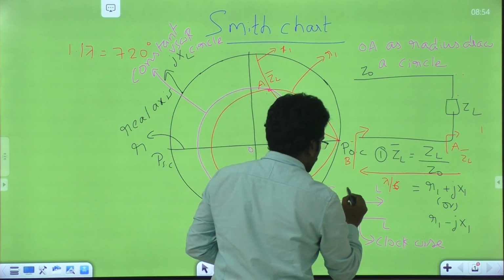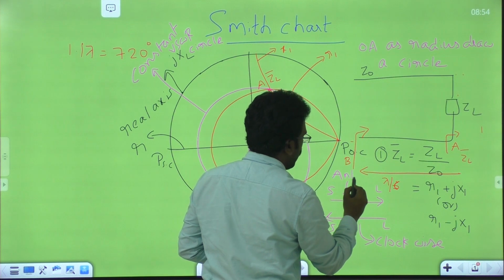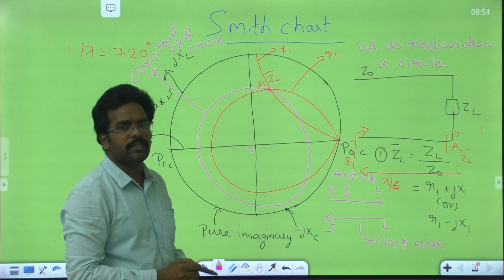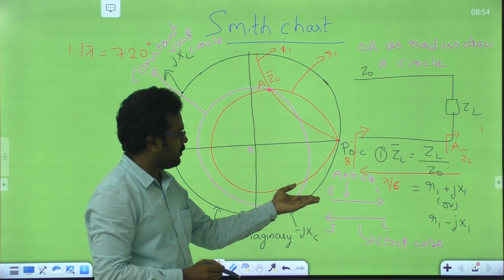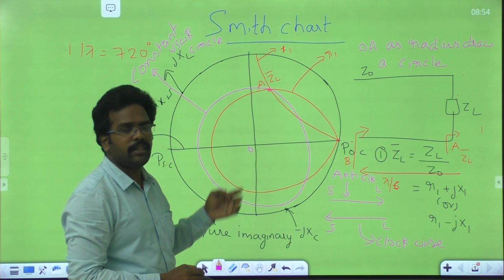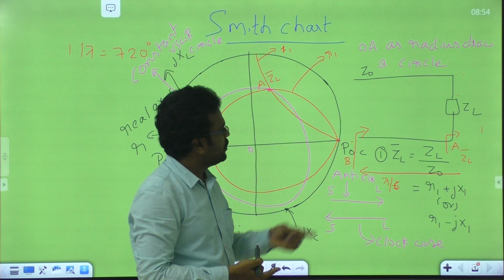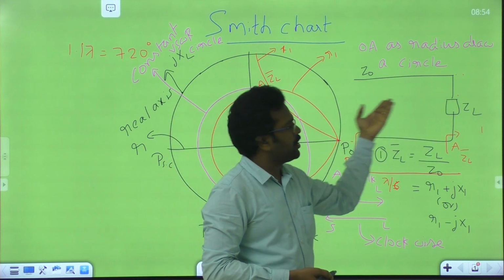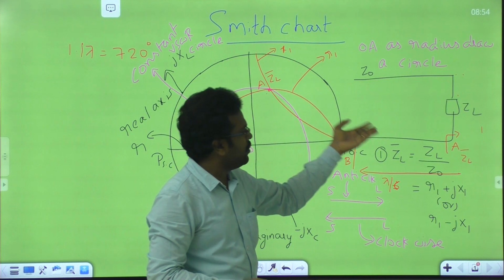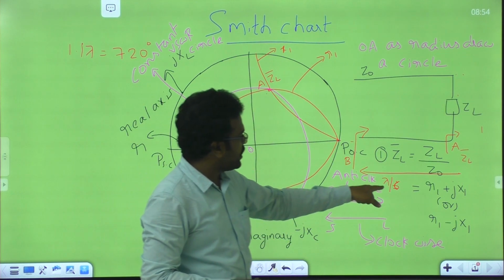If I am moving from source to load, in this case I should move in anti-clockwise direction on the constant VSWR circle. This you have to remember, because if you make any mistake on this point you may get wrong answers. So you should remember whether I am moving from load to source or from source to load. In this case we are moving from load to source because we want to find the input impedance at the source side. So here we have to move in clockwise direction on the constant VSWR circle for a distance of lambda by 6.